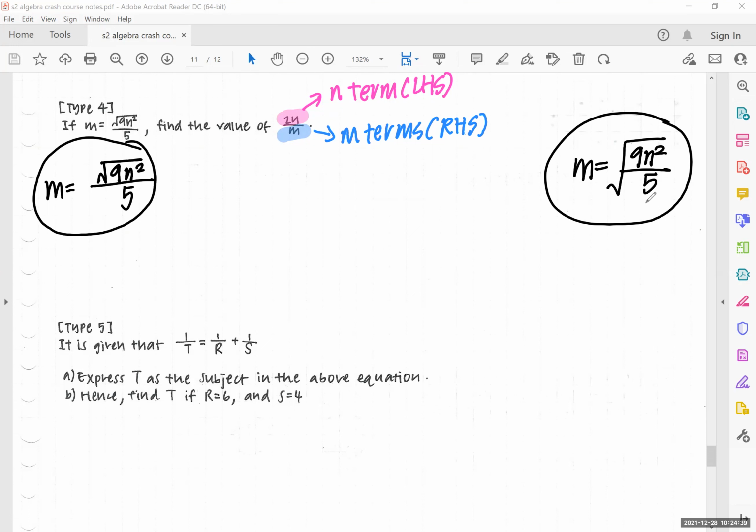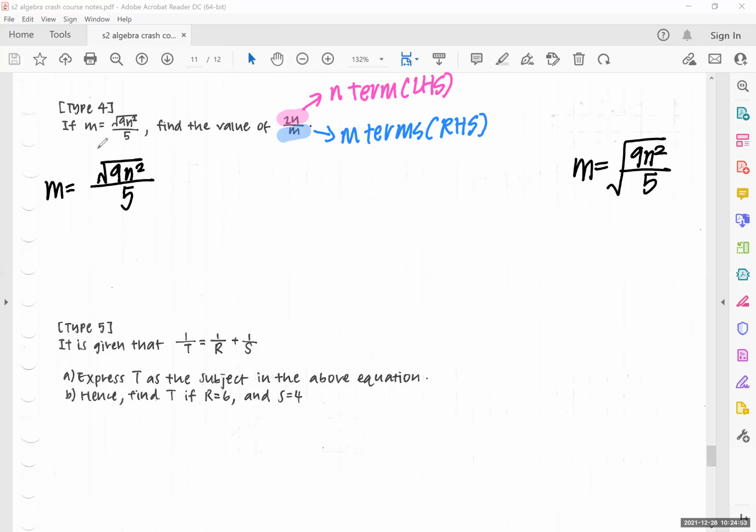Clear so far? So a lot of students, you know what they do? They say, oh, Miss Lin, I just square left-hand side and square right-hand side. Yes, if it's square root everything. But if you're going to do it here, you're going to square here and square here. Also can, but you need to be really, really careful. Got it? Clear so far?